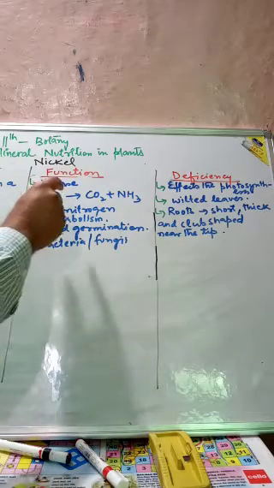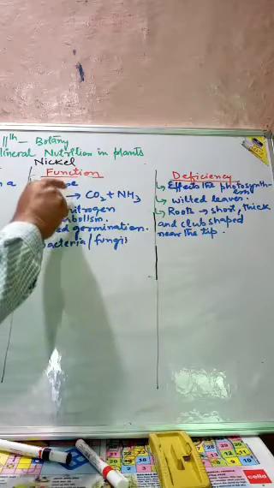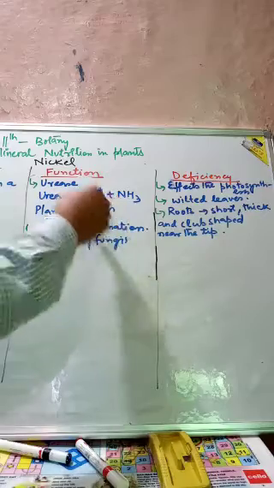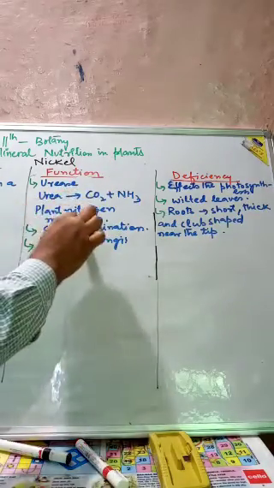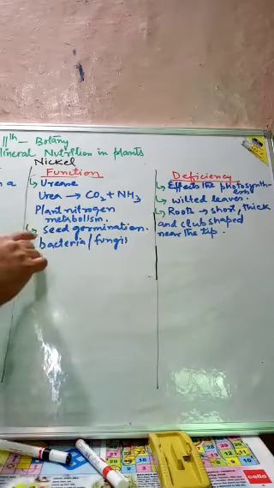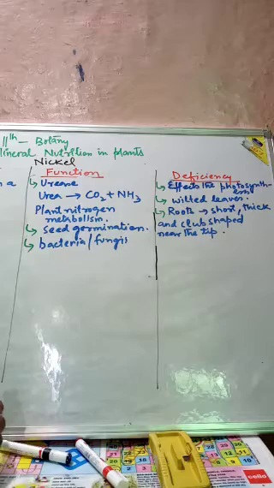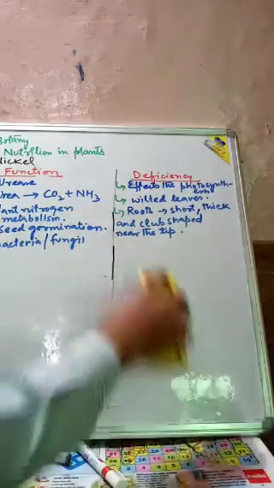So, functions: it is an important component of urease, and this urease enzyme helps us in converting the urea into ammonia in the plant tissue, thus making it available for nitrogen metabolism. It is important for seed germination. It is important for the bacteria and fungi, which are both important for good plant growth.